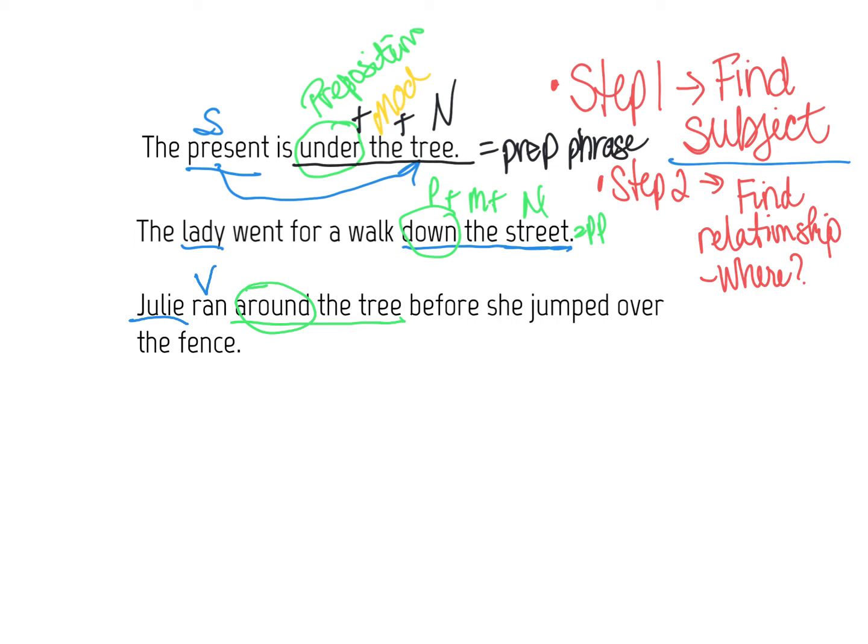Where is Julie in relationship to my fence? Right, over. So over the fence is a prepositional phrase. Around the tree is a prepositional phrase. They're both showing the relationship of Julie to the tree and to the fence. Remember, a prepositional phrase has to start with a prepositional word. There are actually 105 of them, and no one expects you to know every single one of them. But here are just a few common ones that you will see quite often, just to maybe help you out.